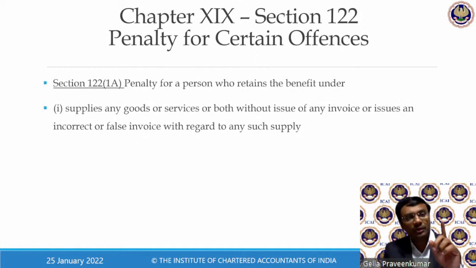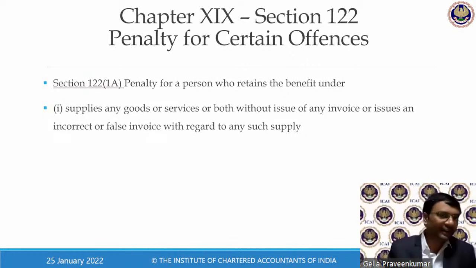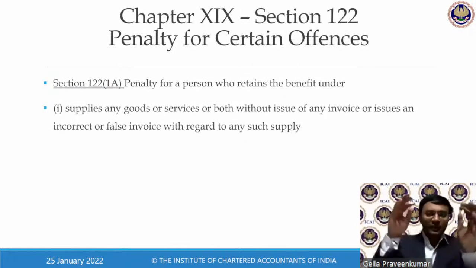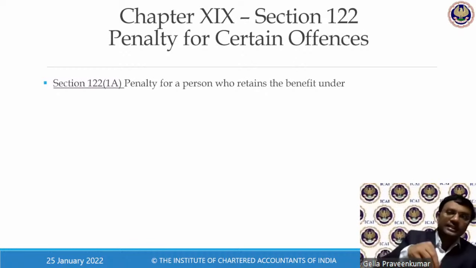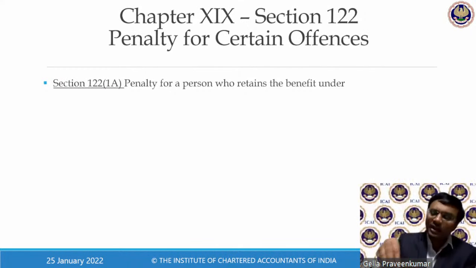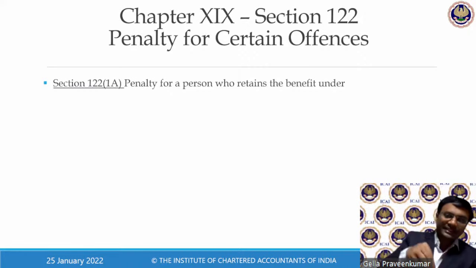Section 122, subsection 1A. This is a new section which has come from 1st January 2021. This section says there is a penalty on a person who retains the benefit of certain transactions. In a fraud framed by a set of people, there are always two parties concerned, a giver and a taker. The person who is initiating knows it is a fraudulent activity, and the person who is receiving the benefit also knows that it is an offense.